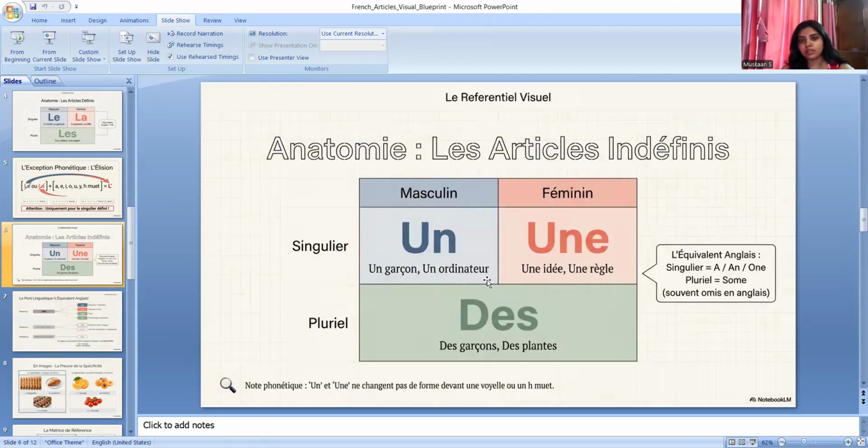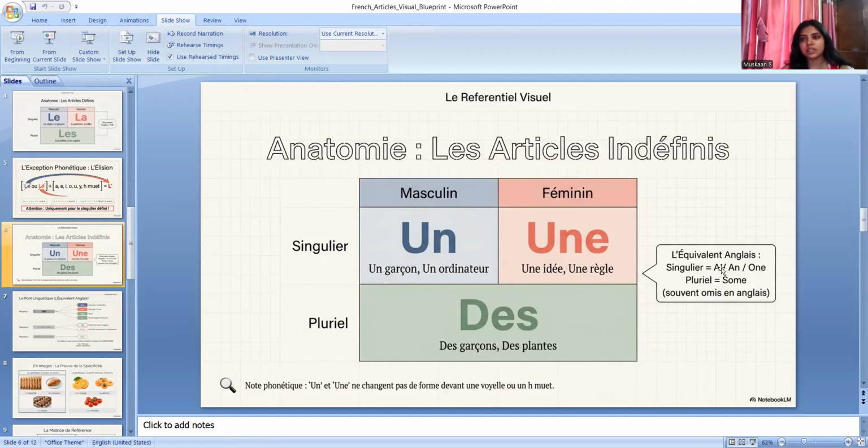Now let's do indefinite. For indefinite, there is no such article for vowels. It is just three of them. First one is masculine: un garçon, un ordinateur. Ordinateur is computer. It is masculine. Though it is starting with a vowel, in indefinite there is as such no article for vowels. So we will be using just three of them, and it is masculine, so we will be using un ordinateur. Now for feminine, we will be using une. Une idée, it is an idea. Une règle, a ruler.